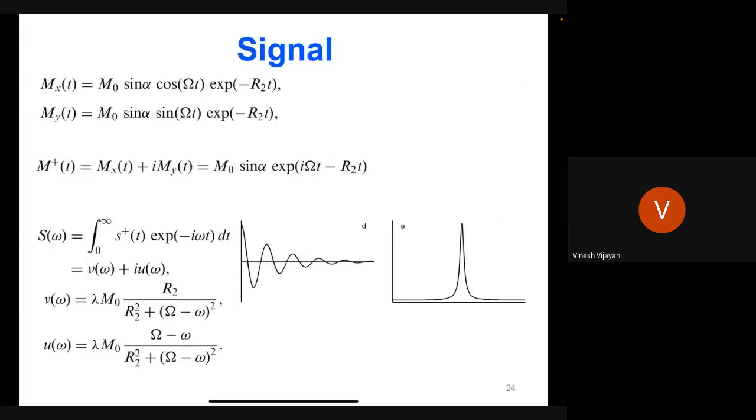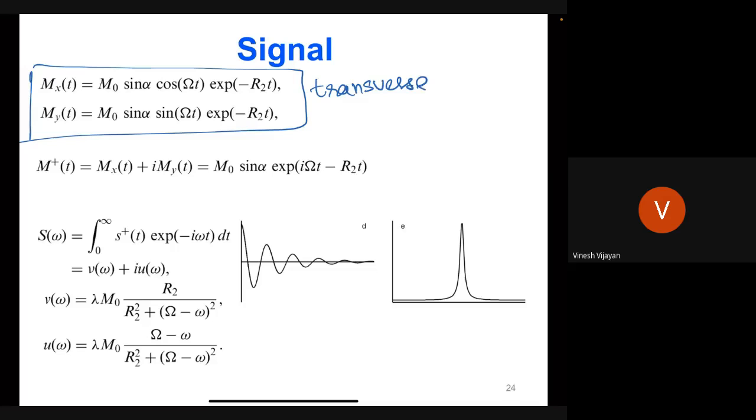So now coming back, I'll just summarize everything that has been learned in this slide where we talk about the signal, where the magnetization that is acquired in the transverse plane is what we acquire as signal here. And this signal, when you Fourier transform, you get a spectrum. And the spectrum gives you the resonance frequency, the width, and also the intensity. And of course, also the line shape, which are the important parameters for all of us to see in order to characterize a given molecule.